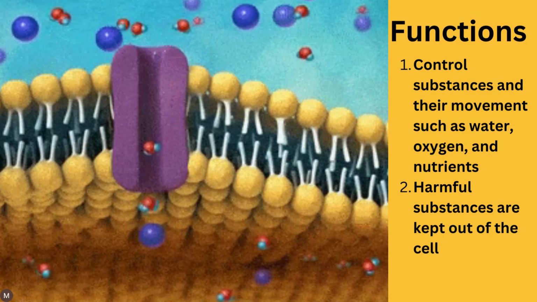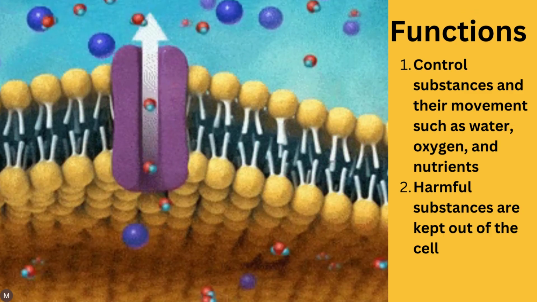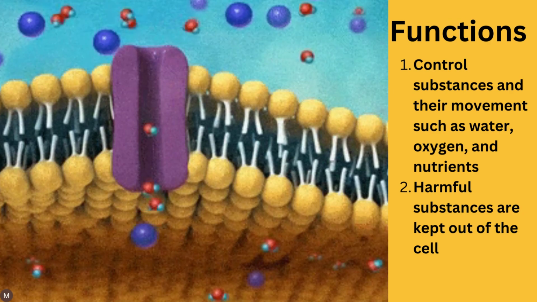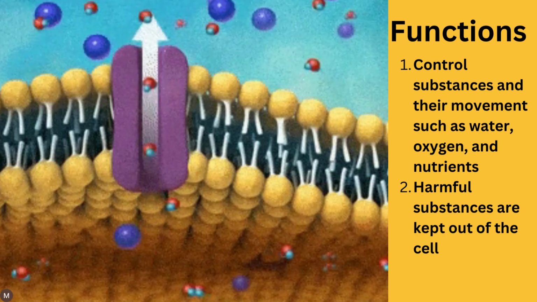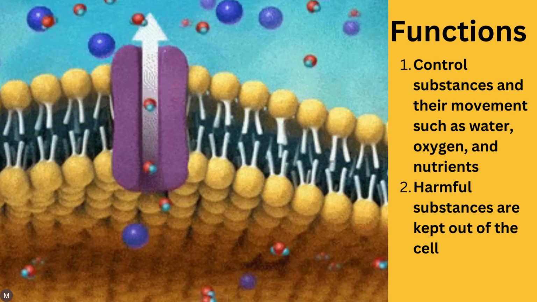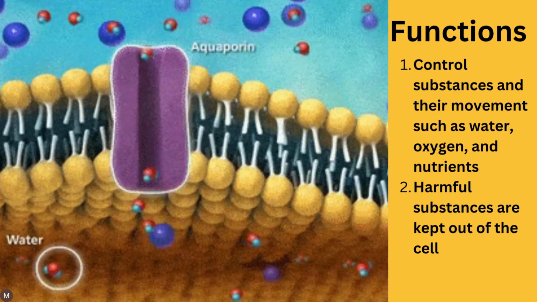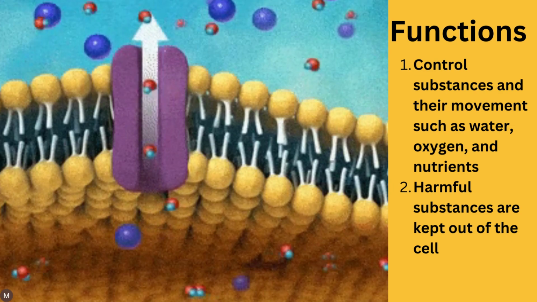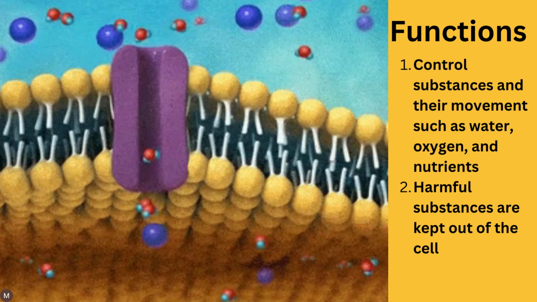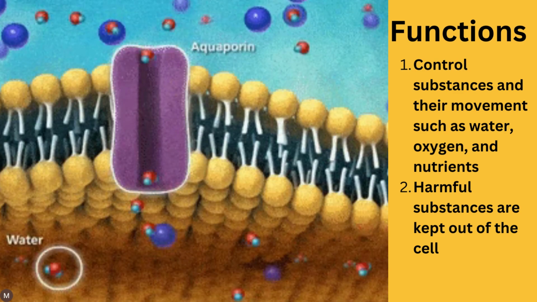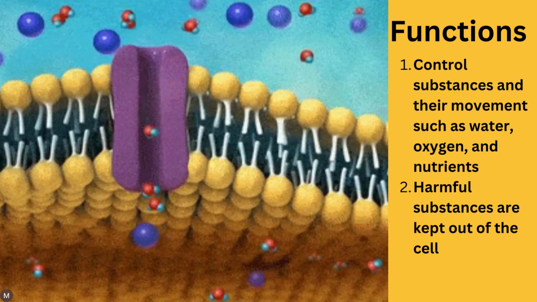There are various roles performed by the cell membrane. The very important role played by the cell membrane is that it provides protection to the cell from its surrounding environment. The cell membrane, or plasma membrane, controls the passage of some of the solutes and water into and out of the cell. It controls the substances and their movement, such as water, oxygen, and nutrients. It also controls the harmful substances that should be kept out of the cell.